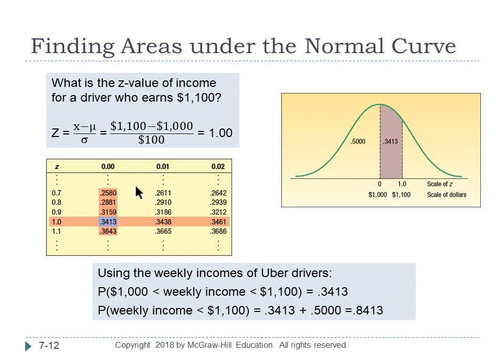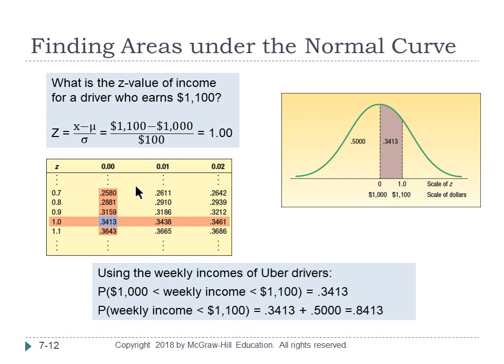So using the income, if you select a driver at random, the probability that their weekly income is between 1,000 and 1,100 is equal to 0.3413. Now, what about the probability that their income is less than 1,100, if I pick a driver at random? That means if you look at the table, you want all the area to the left of the z value of 1.0. The table gave us the area between 0 and 1, which was 0.3413.